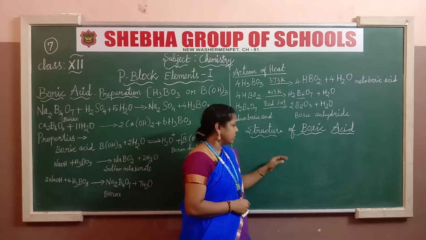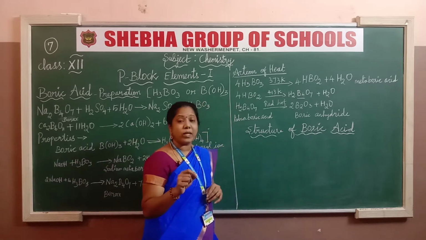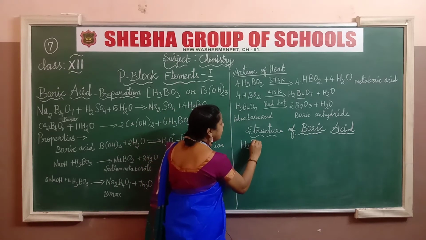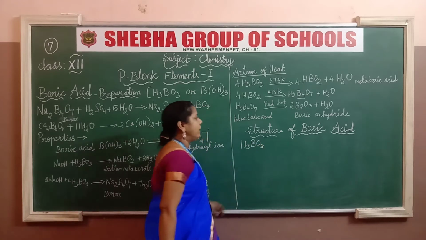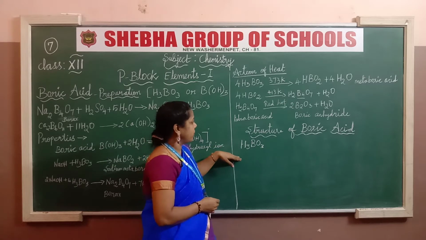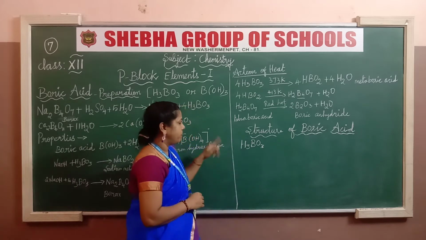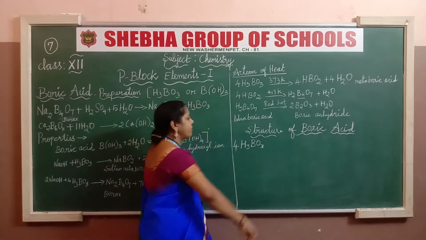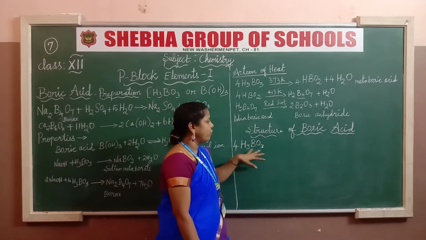First of all, you have to listen. You have to write down the chemical formula. What is the chemical formula? H3BO3. This structure has a two-dimensional shape. In this structure, 4 molecules of boric acid form the structure.